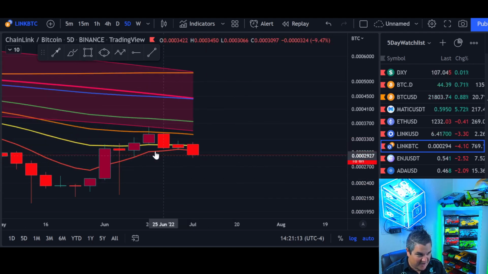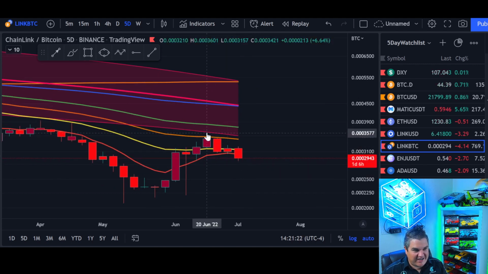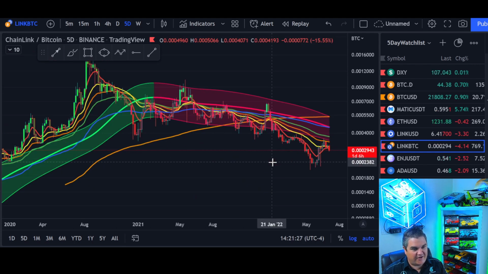I mean, you can't even make that up. It's right on it. And rejection right off of the bottom of the 5-day Gaussian channel for LinkBTC on the 5-day.